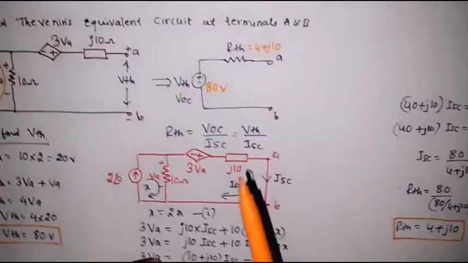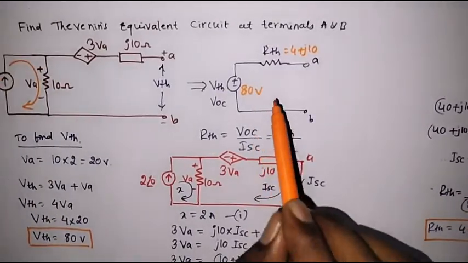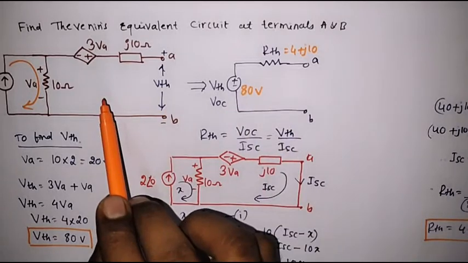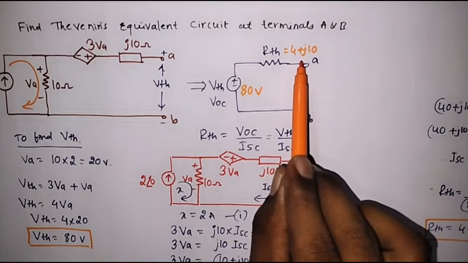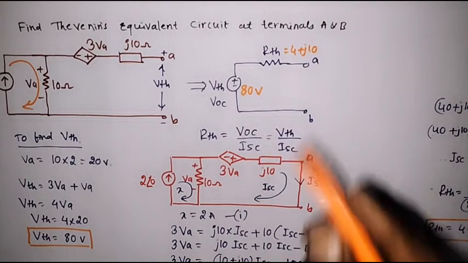So this is the Thevenin's equivalent circuit for this given circuit, that is VOC is equal to 80 volts and RTH is equal to 4 plus J10 ohms.